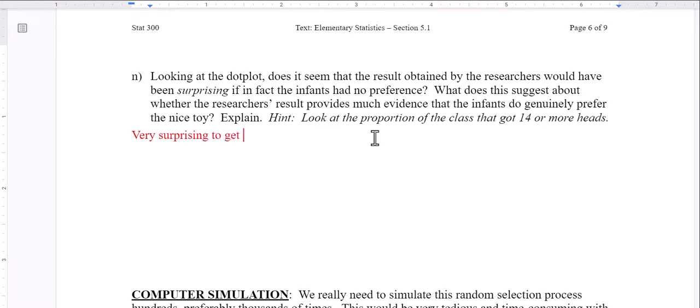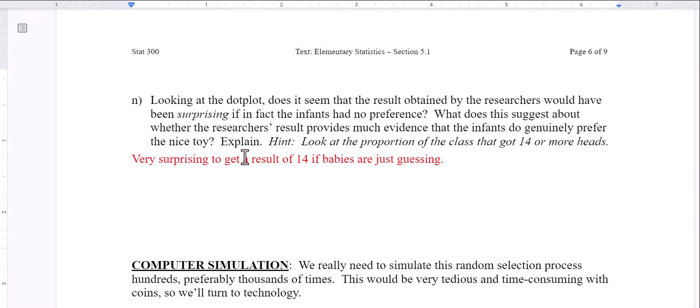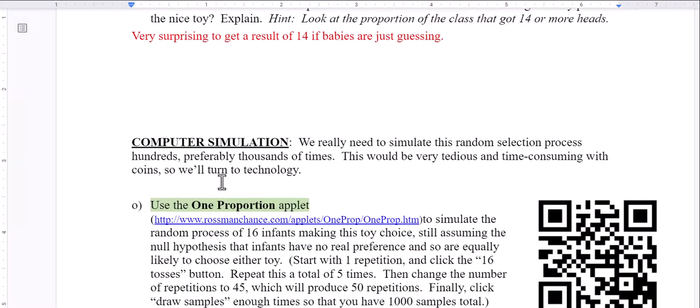to get a result of 14 if babies are just guessing. So this leads us to believe that maybe the researchers are correct, but this simulation alone doesn't prove it all. So we're going to have to do a computer simulation.